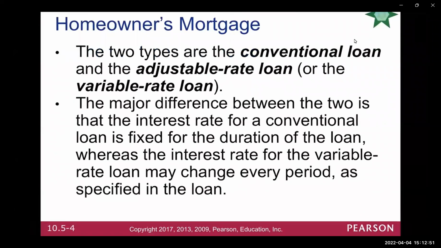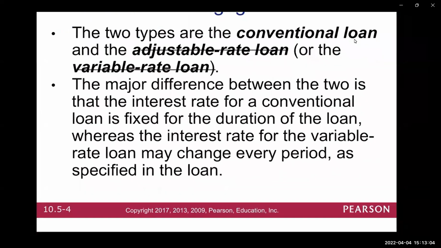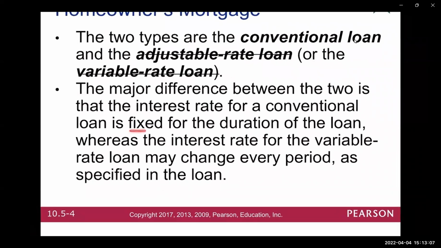There are two types of loans: a conventional loan, which is a fixed rate, or the adjustable rate, which we're not going to go over, so I'm just going to cross this out. Most people do conventional loans, I think. The major difference between the two is that the interest rate for conventional is fixed. It doesn't change. That's why people like that, because they know what they're getting for the duration of the loan. Usually it's 30 years. Most loans are 30 years. Whereas the interest rate for the variable loan may change every period. So that's kind of scary to think, because what if it goes high? Then you're kind of stuck with the high interest rate.